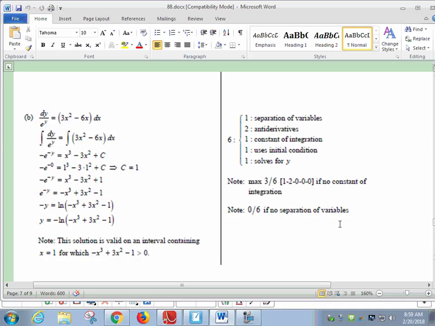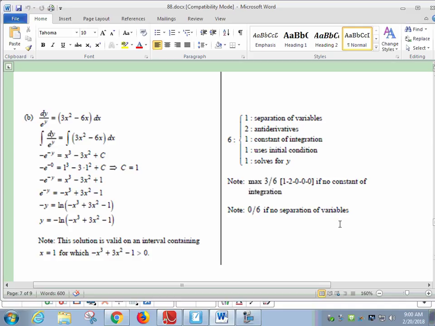If you put absolute value when you integrated, you said e to the natural log of e to the y, yeah. You'll probably get the point for the separation of variables, for the right side antiderivative, and for the constant of integration and using the initial condition. They would read through for you on all that. The solving for y you're probably out on because your equation is so different. So if you do everything well, then you probably could get a 4 out of 6.